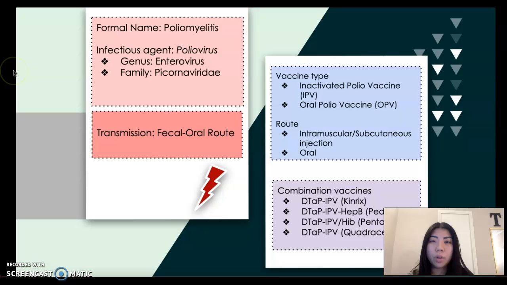The full name of the disease is poliomyelitis. Some more common names would be polio, infantile paralysis, or Heine-Medin disease. The infectious agent behind it is an RNA virus called poliovirus. It is part of the genus Enterovirus in the family Coronaviridae. There are three serotypes: type 1, type 2, and type 3.